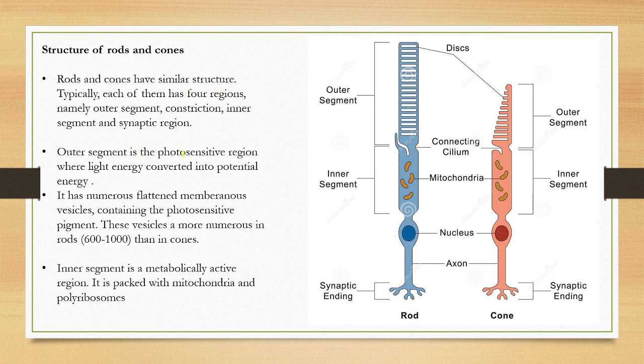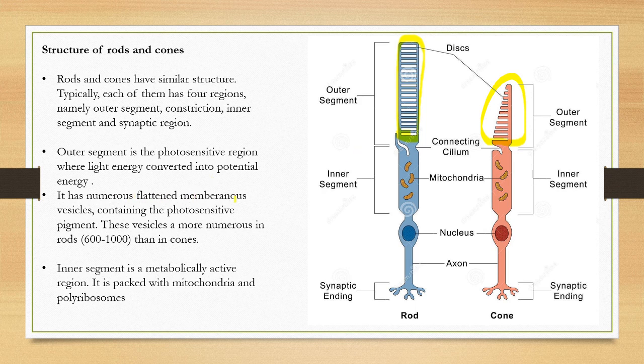The outer segment is photosensitive region where light energy is converted to potential energy. Actually, all the reactions happen in this region. The pigment is found in this segment. Rhodopsin is found in the rod cells, and iodopsin is found in the cone cells. It is when changes occur in them that vision is produced.